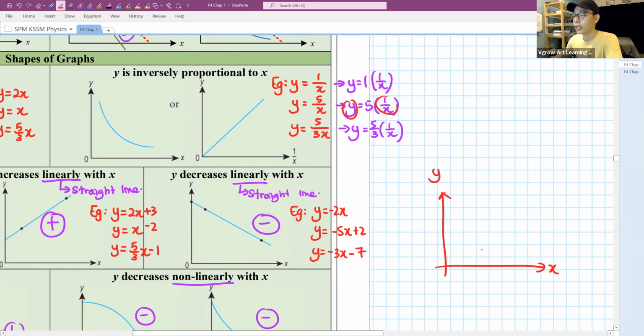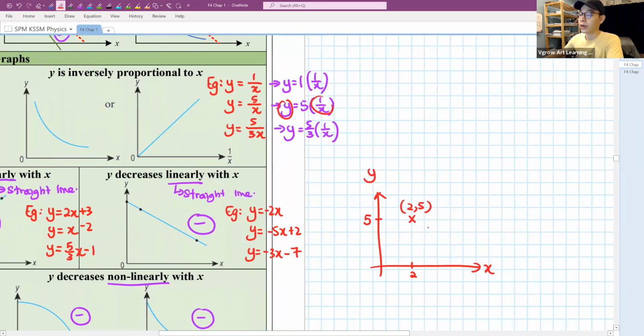Let's say I give you a coordinate. This coordinate, I call it 2, 5. That means here is 2 and here is 5. Let's say I give you another coordinate. This is 4, 5. That means here is 4, and the y coordinate is still 5. I give you one more. Let's say this one is 6, 5. Here is 6, and the y coordinate is still 5. Do you notice something about the y coordinate? They're all 5.